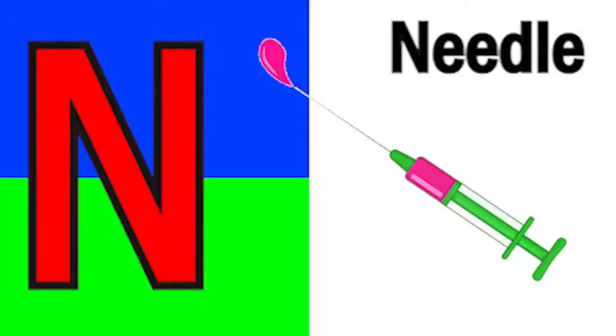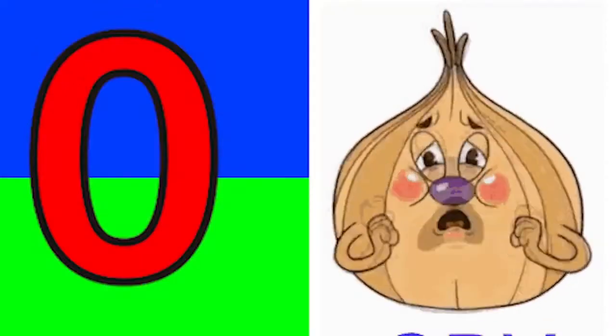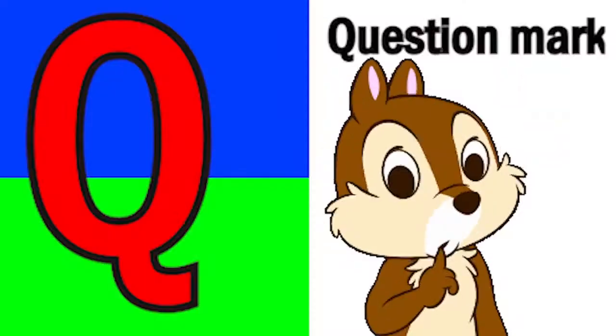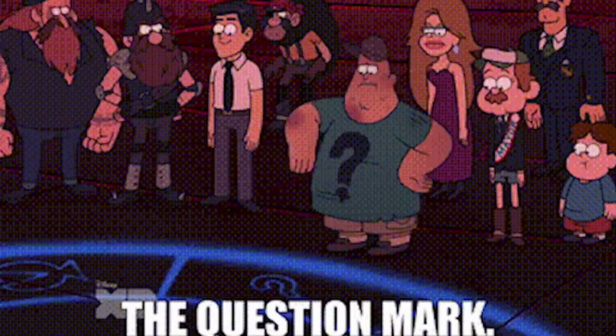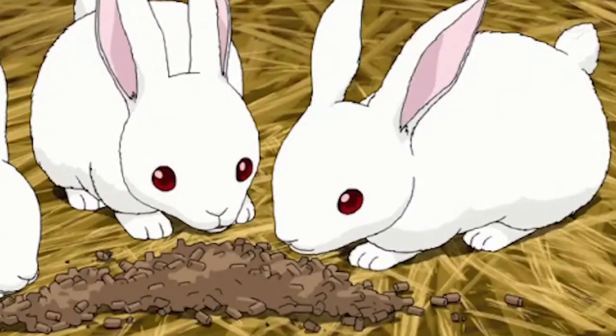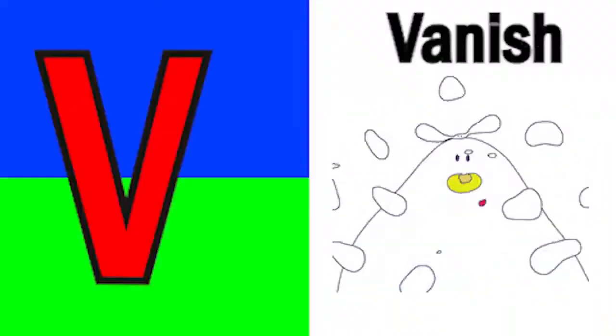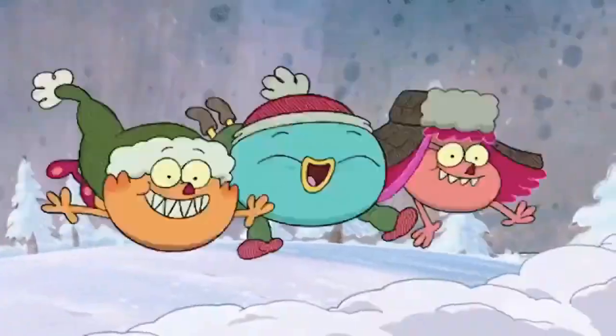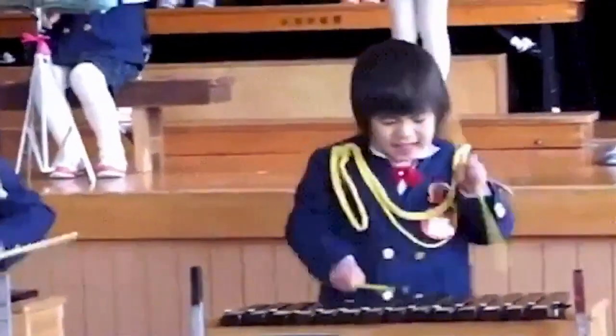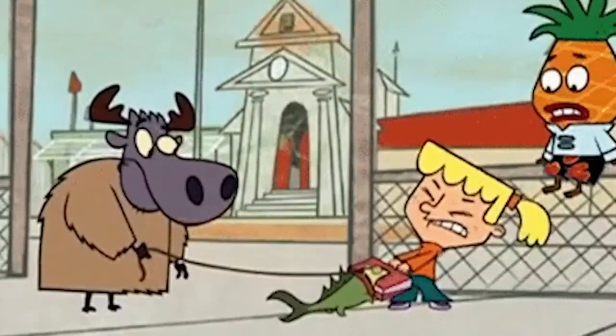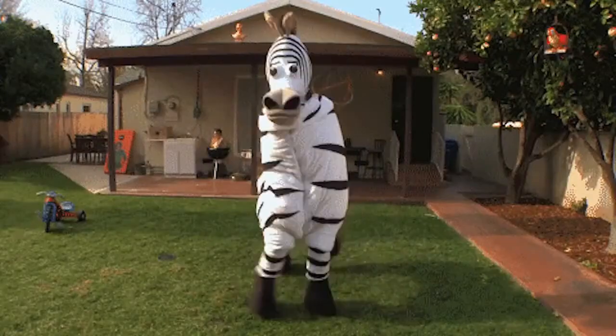N for needle, N. O for onion, O. P for pizza, P. Q for question mark, Q. R for rabbit, R. S for snail, S. T for tomato, T. U for ugly, V for vanish, W for winter, X for xylophone, Y for yak, Z for zebra, Z.